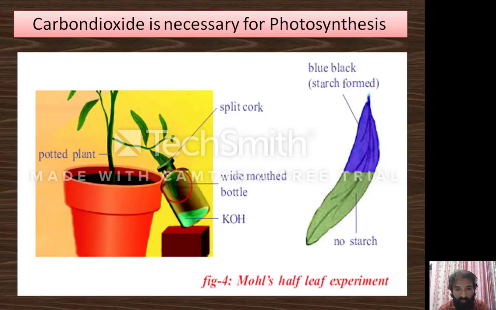Before that, we add KOH, potassium hydroxide solution or potassium hydroxide crystals, into the bottle. Why do we take KOH here? Because KOH absorbs the carbon dioxide present in the air. The bottle already contains air, and that air contains carbon dioxide which would be absorbed by the plant. That's why we put in the KOH crystals, which absorb the carbon dioxide. So now the bottle is free from carbon dioxide.